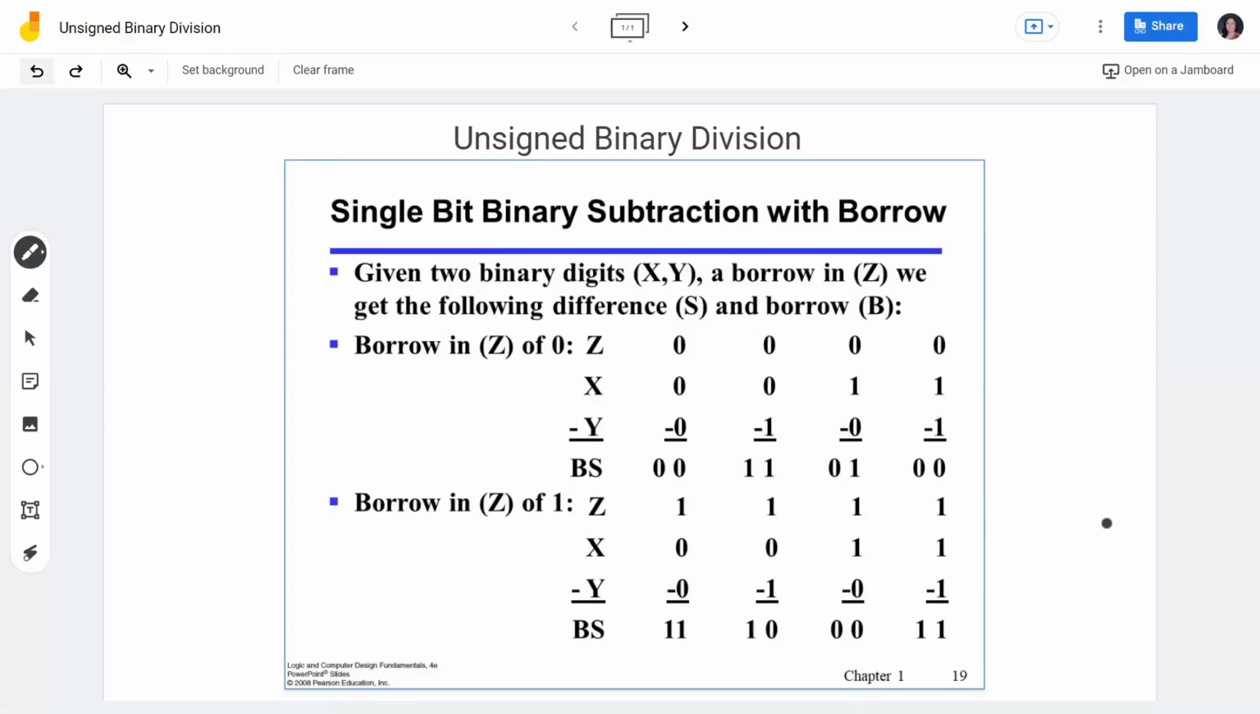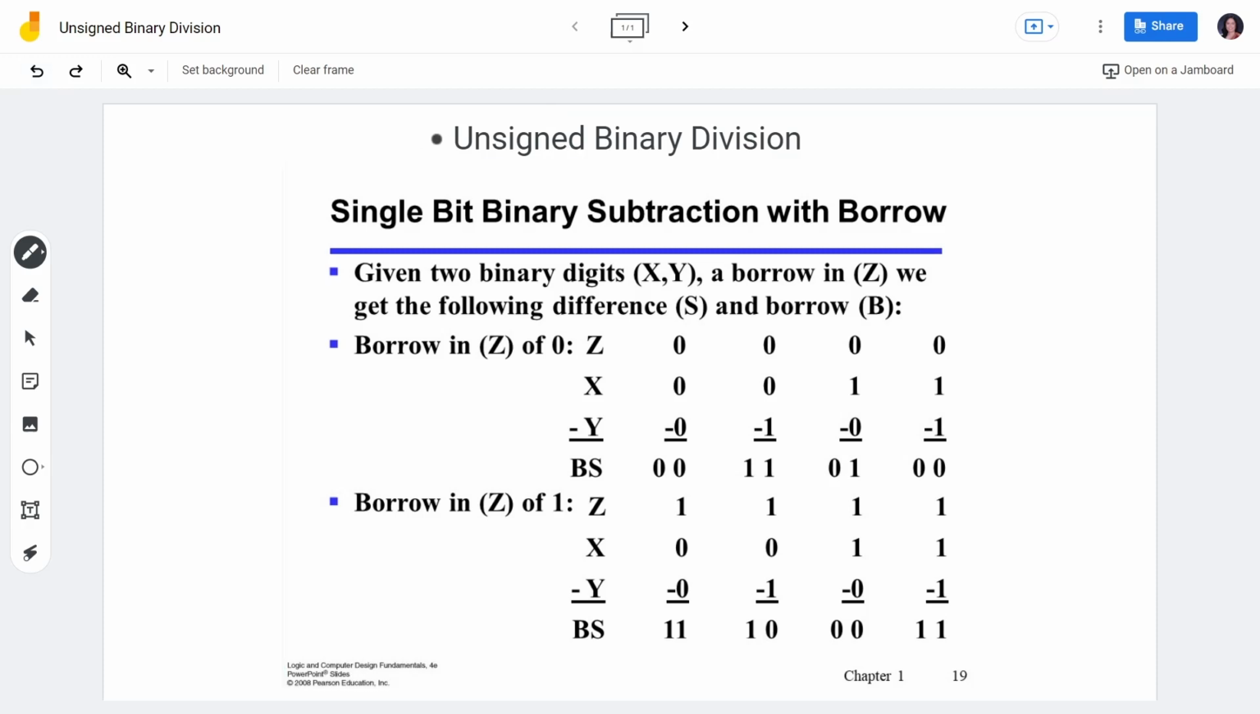So in this video tutorial, we're going to learn how to do unsigned binary division. The term unsigned means that we're only dealing with positive binary integers. We are not concerned with negative numbers, but only positive numbers.